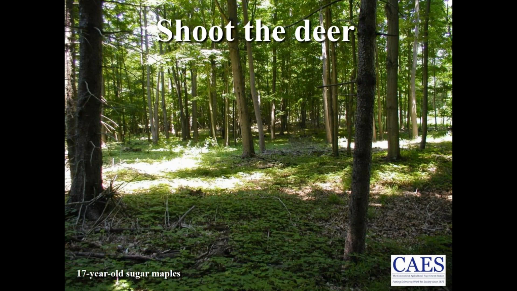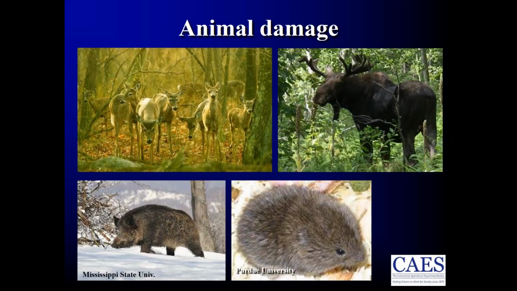This is a stand down here where there's a high deer density. Those sugar maples underneath there, we dug half a dozen of them up. We dissected them with a razor and looked at them under the microscope. That's 17-year-old sugar maple reproduction. Pretty depressing.